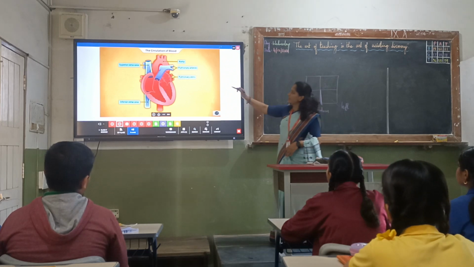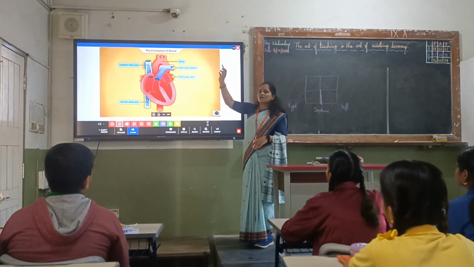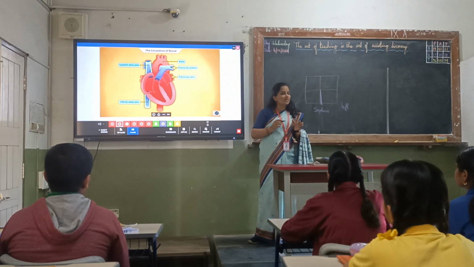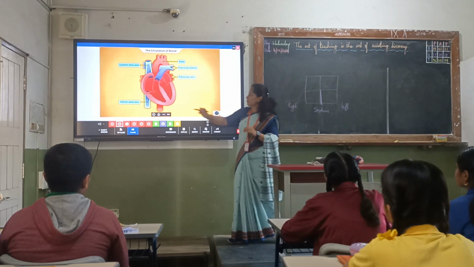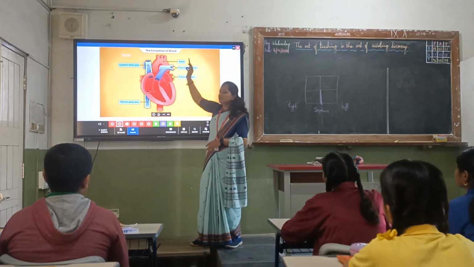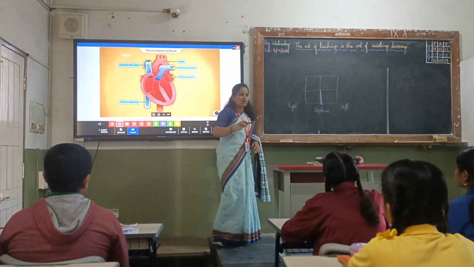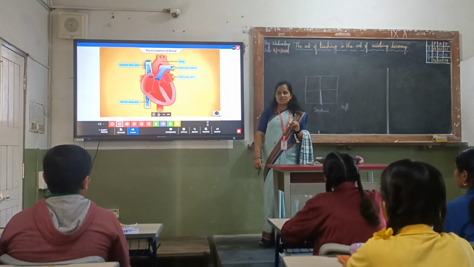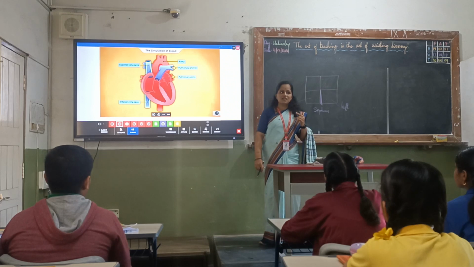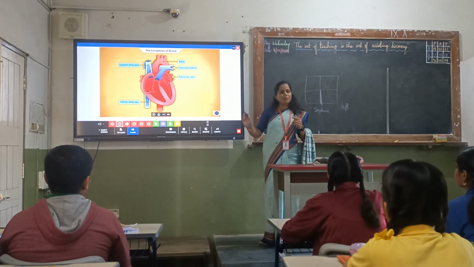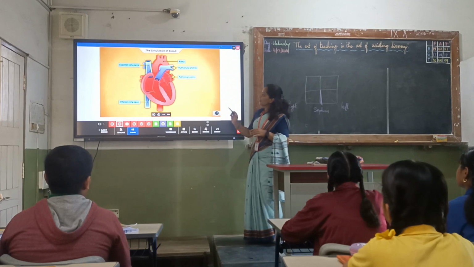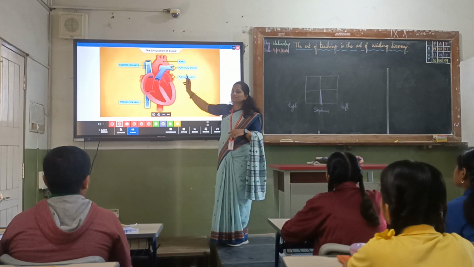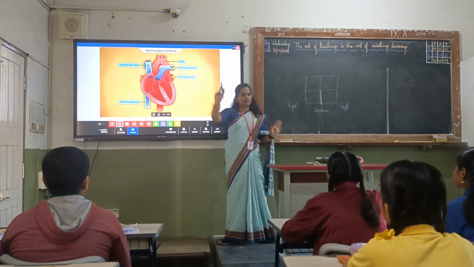Yes, the pulmonary artery is the artery which carries carbon dioxide rich blood from the right ventricle towards the lungs for purification. Clear? Which is the exceptional case? Which is the artery which carries carbon dioxide rich blood? The pulmonary artery. Clear? Then you can see the pulmonary vein, and the color of the vein is red. Why?